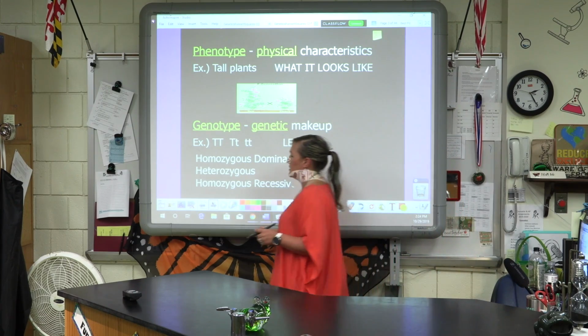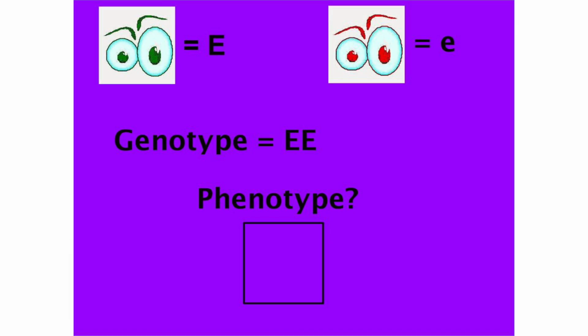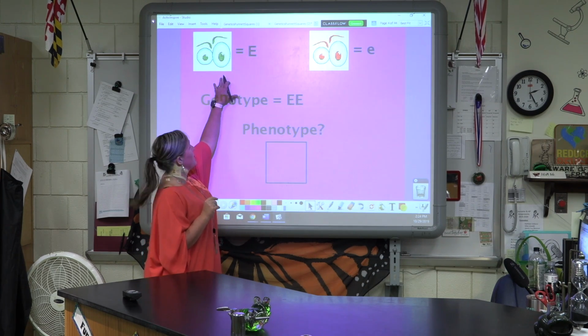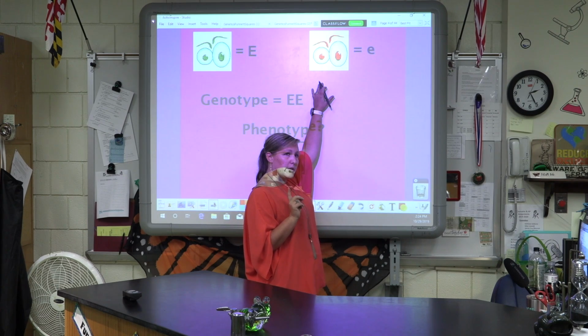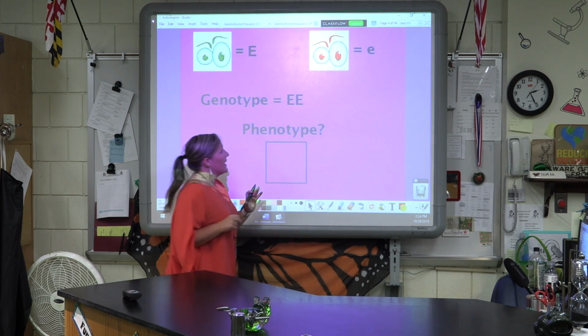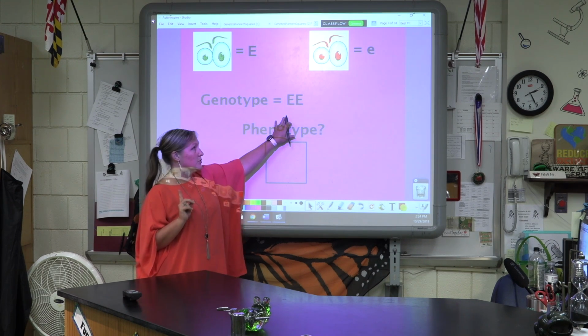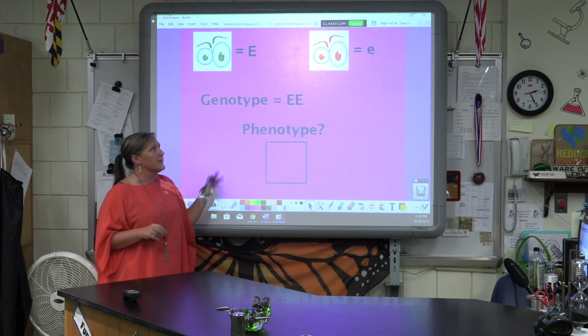Okay? So let's put this to some practice real quick before we move on. So if I'm looking at this trait, the trait that I'm looking at is eye color. So the dominant eye color, we can see, would be green. The recessive eye color would be red. So if I have a genotype, homozygous dominant, two dominant alleles, what possibly would my phenotype be?